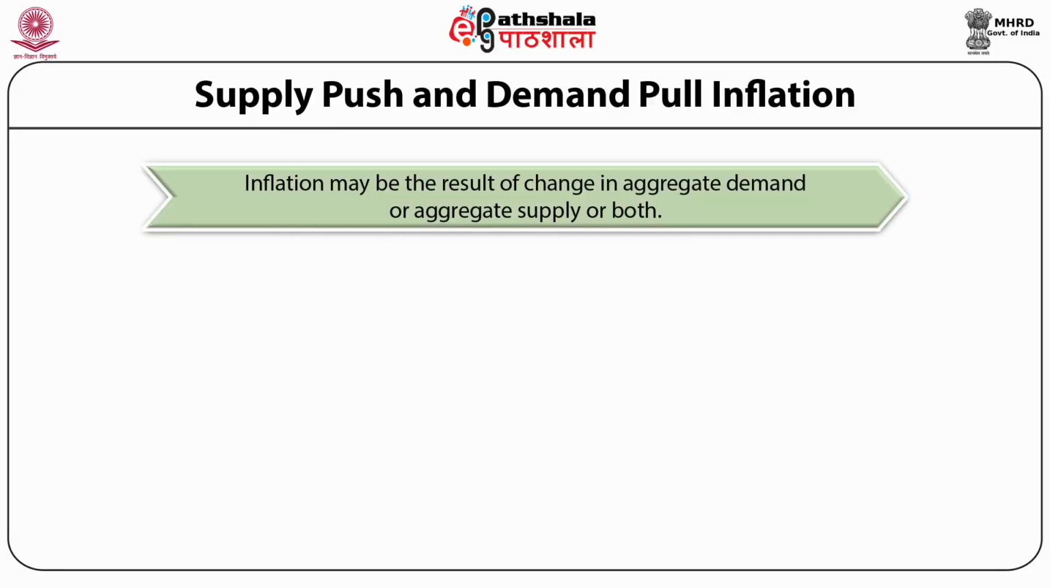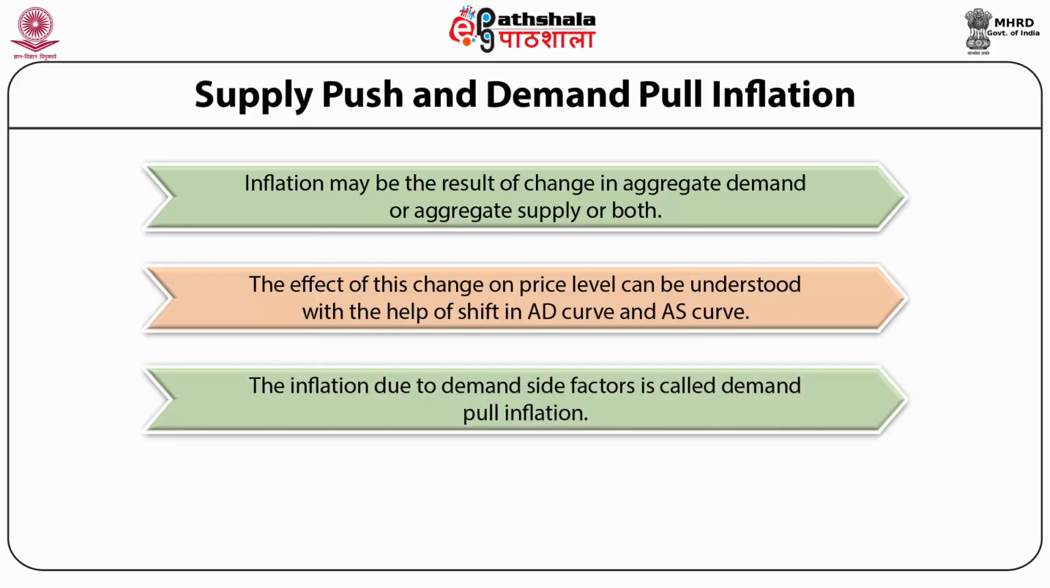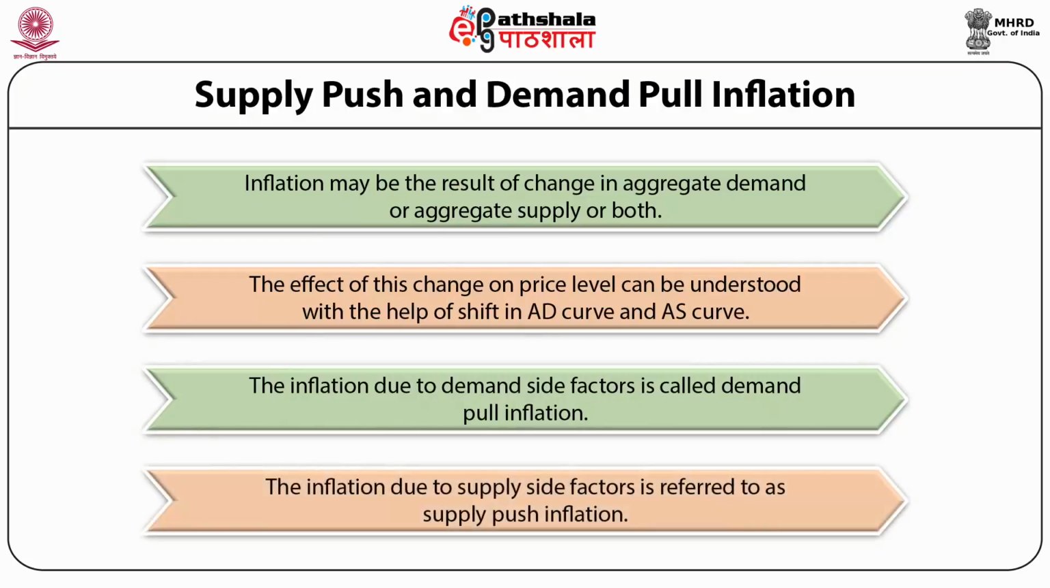Inflation may be the result of change in aggregate demand or aggregate supply or both. The effect of this change on price can be understood with the help of shift in the aggregate demand curve and aggregate supply curve. The inflation due to demand side factors is called demand pull inflation. The inflation due to supply side factors is referred to as supply push inflation.